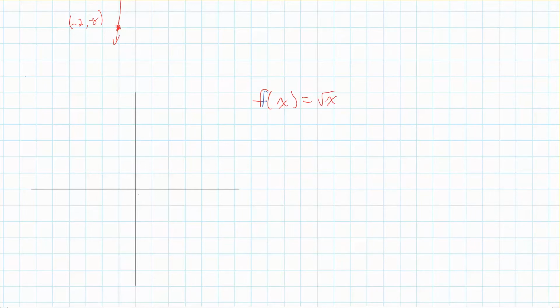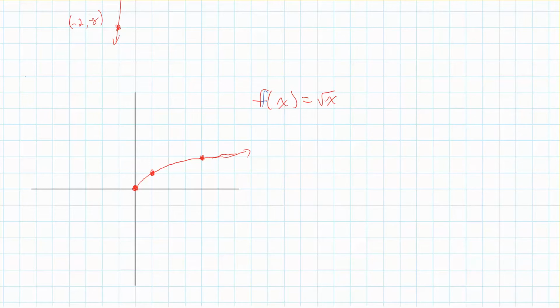Now, I'll go ahead and plot this one. I'm only going to do 3 points, which is fine. 0, 0, 1, 1, and then 4, 2. And then it's kind of half of a parabola. In fact, it's not kind of. It is half of a parabola on its side here. And so that would be square root of x.